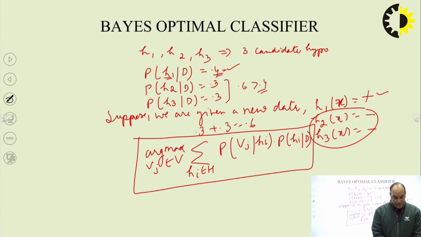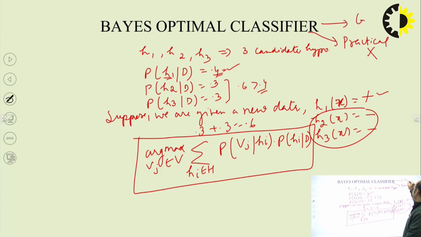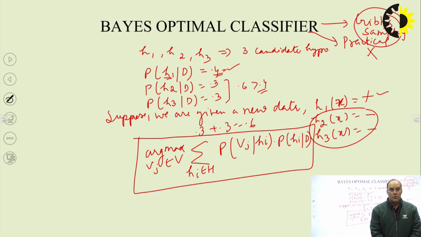For approximation, we will use Gibbs sampling. So what is Gibbs sampling? The Bayes optimal classifier cannot be practically implemented, so for practical implementation we use an approximation called Gibbs sampling. In Gibbs sampling, we choose a hypothesis randomly according to P(h given D), and we use it to classify the new instances.